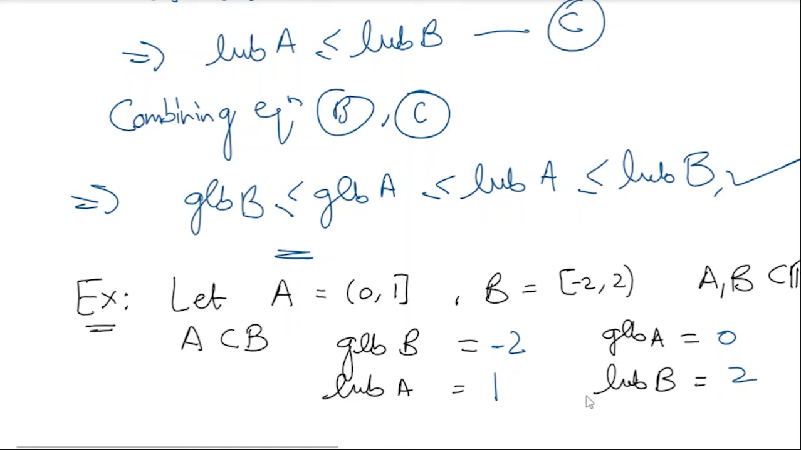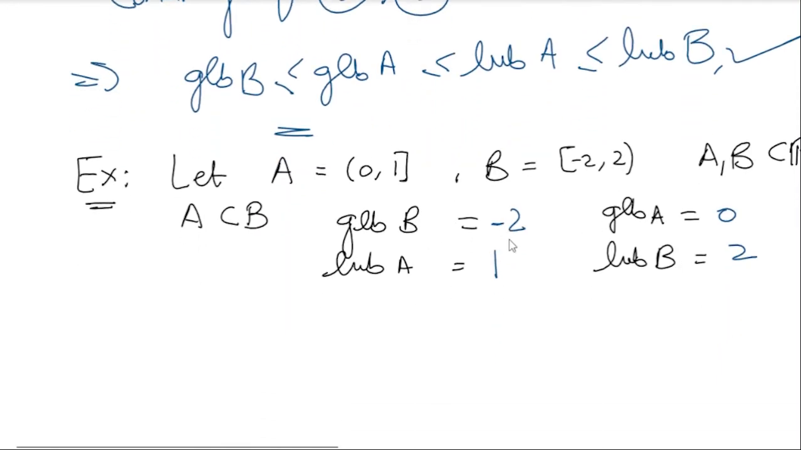Now just before concluding the video, here is some observation which you should make: the greatest lower bound of the set B lies in B, whereas the greatest lower bound of the set A does not belong to A. 0 is not a member of A. 1, that is the least upper bound of A, does belong to A. The least upper bound of the set B does not belong to B. So in general what we observe is that sometimes these quantities may lie in the set or may lie outside the set.